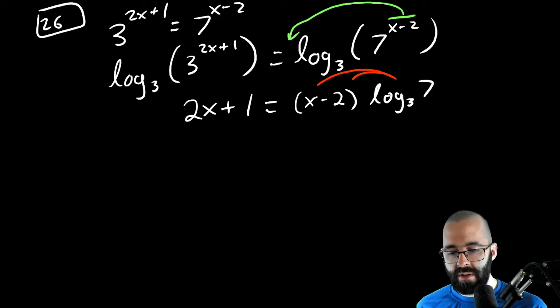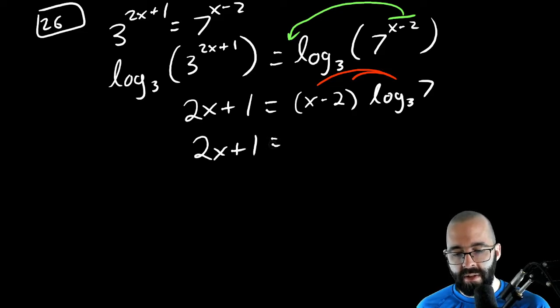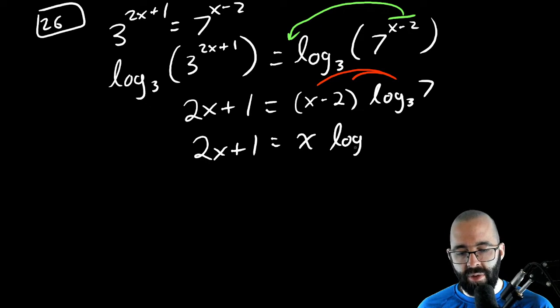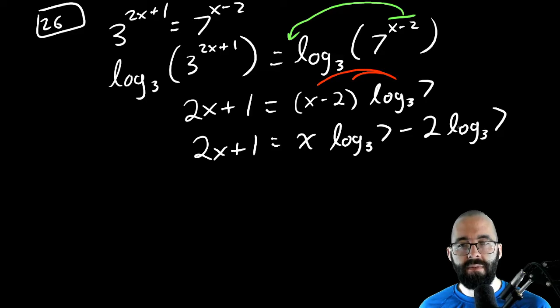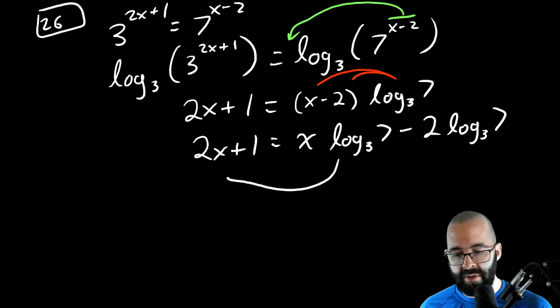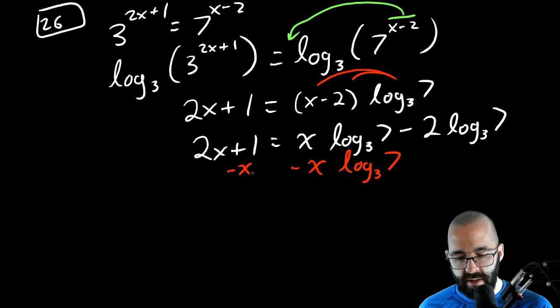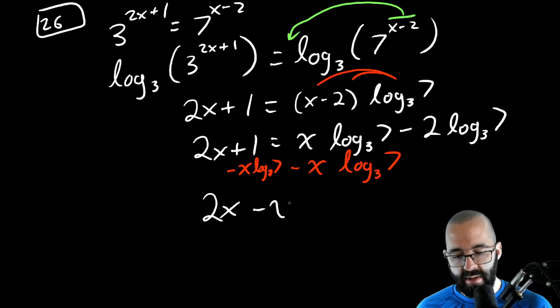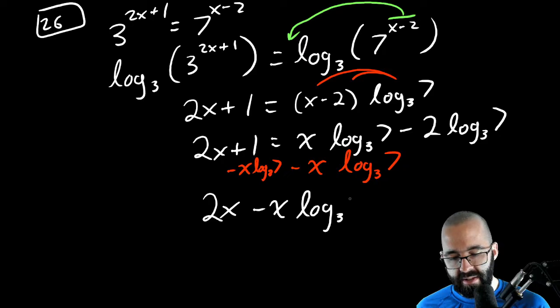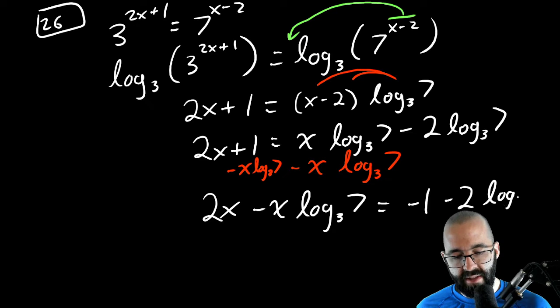So distribute. 2x plus 1 equals x times log base 3 of 7 minus 2 times log base 3 of 7. Move this over, we'll be good to go. So subtract x log base 3 of 7 from both sides. And subtract 1. So that gives us 2x minus 1x log base 3 of 7 equals negative 1 minus 2 log base 3 of 7.